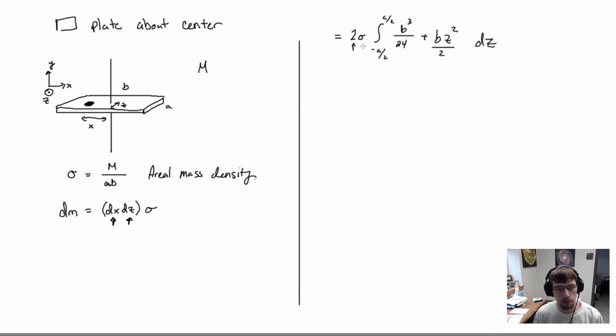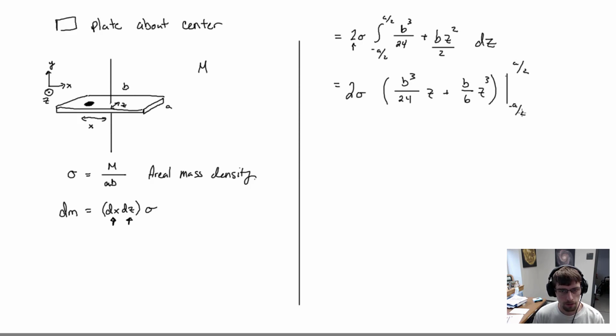So that being the case, step 2 is now commencing. Let's go ahead and integrate that. You get 2 sigma. Here we have b cubed over 24 z plus b over 6 z cubed. That would be evaluated from negative a over 2 to a over 2.